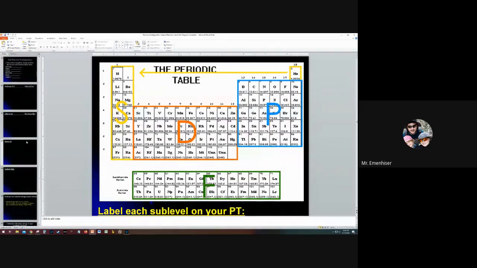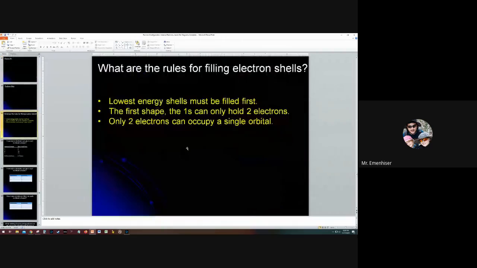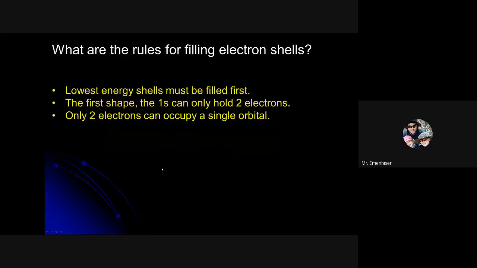All right, we are almost done here. What are the rules for filling electron shells? The lowest energy shells must be filled first. The first shell, the 1s, can only hold 2 electrons. Only 2 electrons can occupy a single orbital. So these are our rules for filling electron shells.